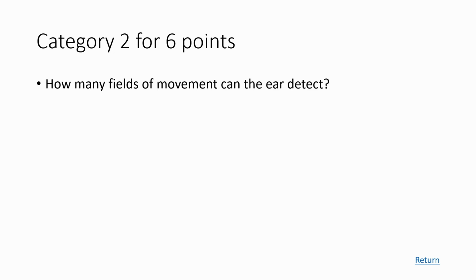How many, you have vertical and horizontal movement, and what two structures determine that? Utricle and saccule. And then how many semicircular canals do we have? Three. So we have five ways of movement.